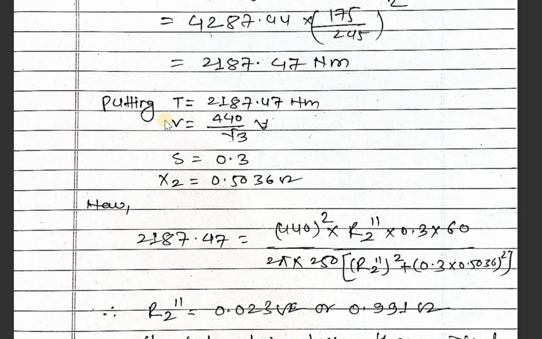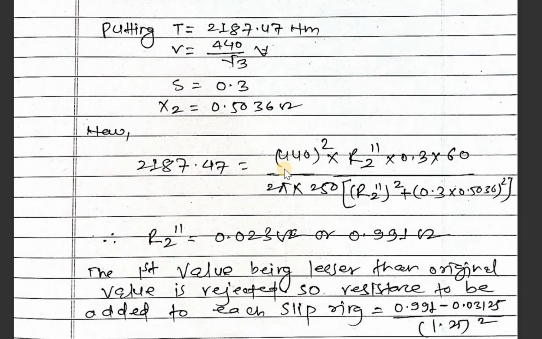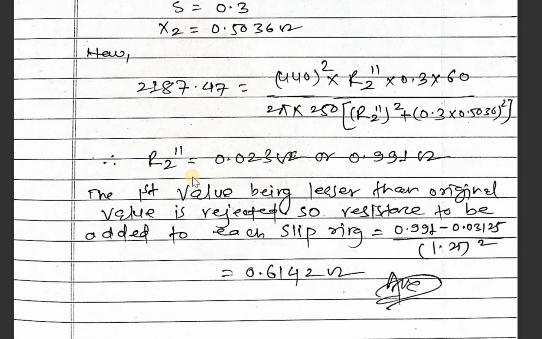And now put the value of T equal to this, X2 equal to this, and s equal to this in the above equation. Then we can get R2 double dash equal to 0.03 ohm or 0.991 ohm. The first value being lesser than the original value is rejected.